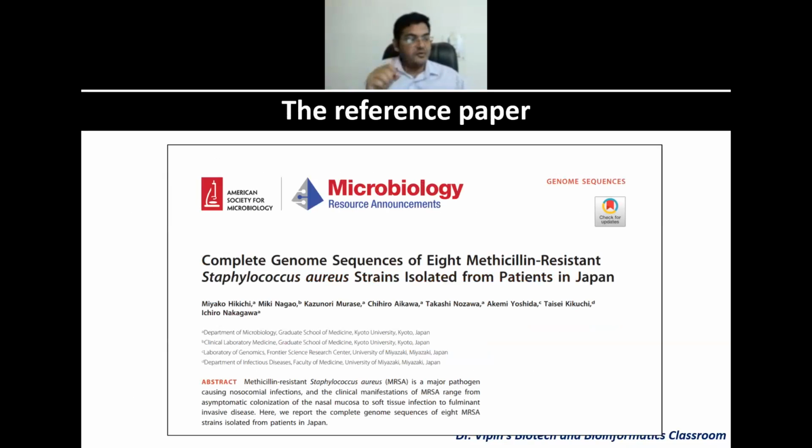So the paper that we're going to discuss today is this one. This is the complete genome sequence of 8 methicillin-resistant Staphylococcus aureus strains isolated from patients in Japan.